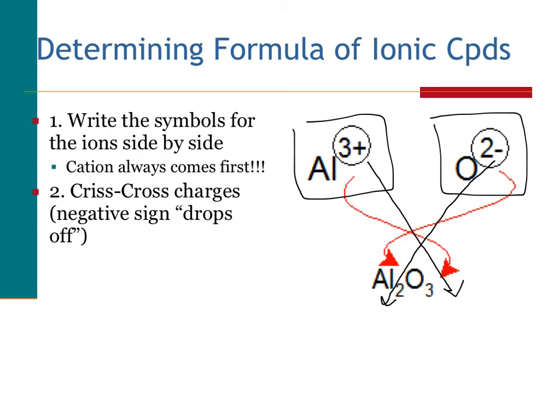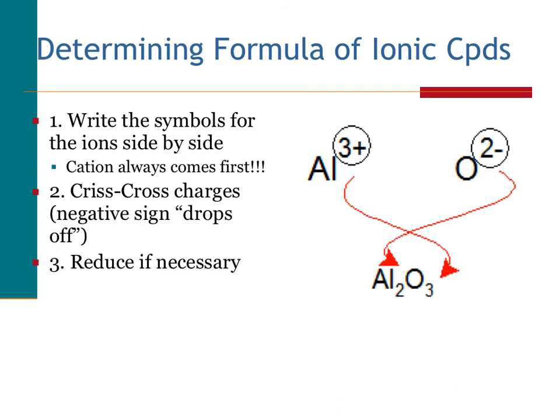You ignore the signs. And then the last step is you look at them and see if you can reduce them. In this one we can't. It's at the lowest common multiple there. But for example, if it was a 6 and a 3, we would reduce it to a 3 and then just a 1. And just like before, if it is a 1, we do not write anything. You do not need to write a 1.